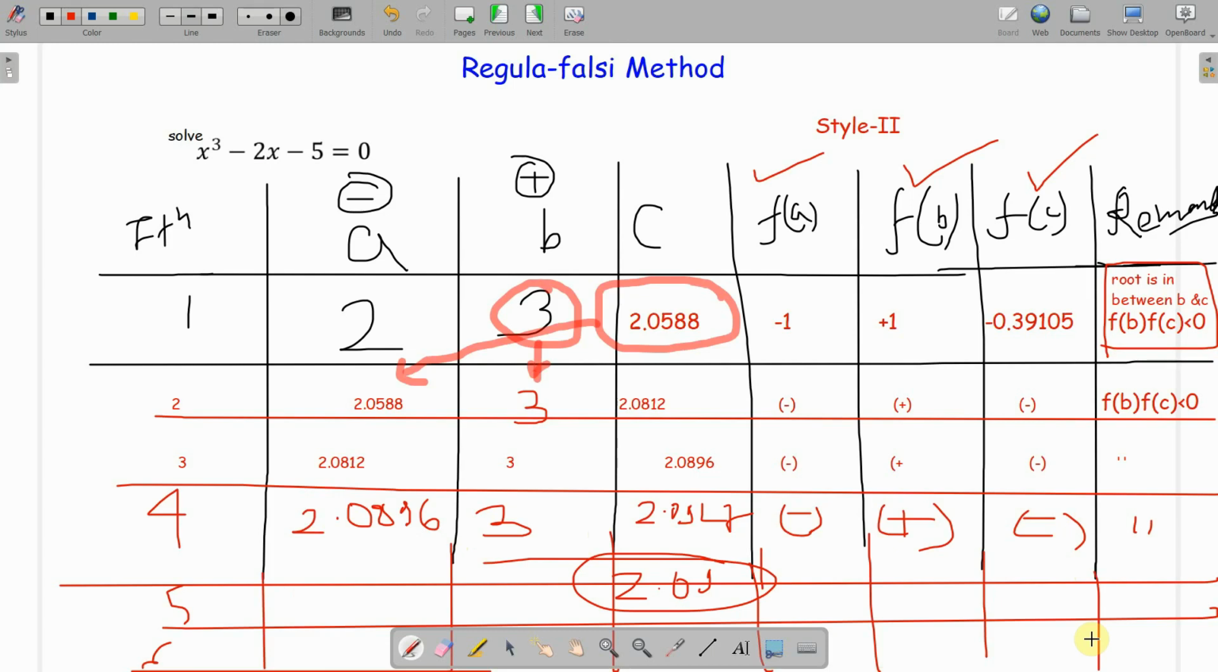Is this clear? Regula falsi method. Is it clear to everyone? So what result are you getting at the 6th iteration? If you remember, from the bisection method you had the result 2.09375 at the 6th iteration. You are having the same result at the 4th iteration.